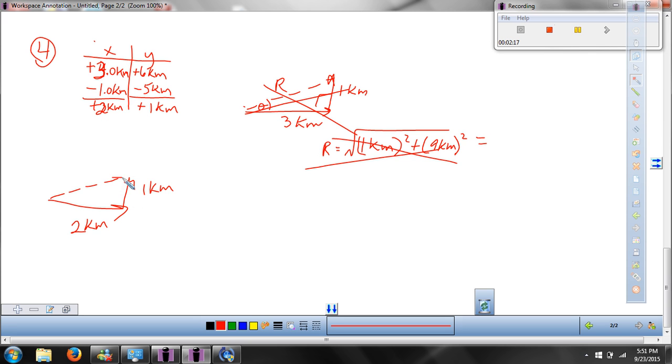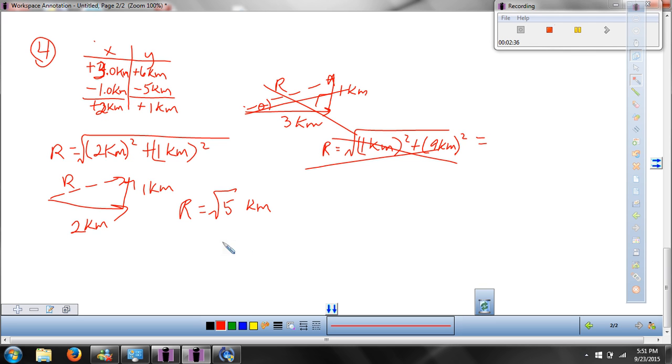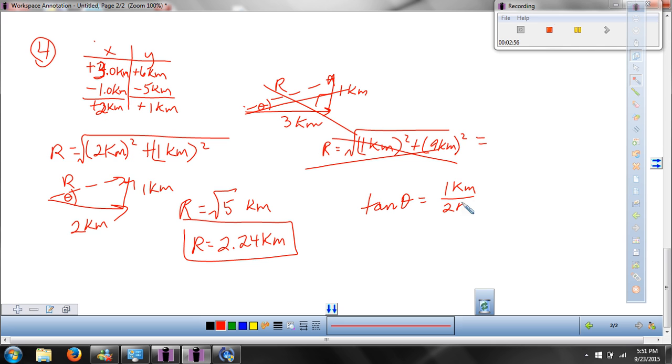So there's my resultant. So r is going to be the square root of 2 kilometers squared plus 1 kilometer squared. My apologies. So that's going to be the square root of 5. And the square root of 5, now that I've got it going on, is 2.24 kilometers. Now I need this theta, where the 2 tails are. That's the theta I need. So I'm going to say tan theta is equal to 1 kilometer over 2 kilometers. And if I did that correctly, theta is going to be 26.6 degrees.